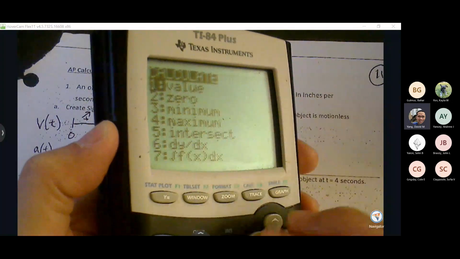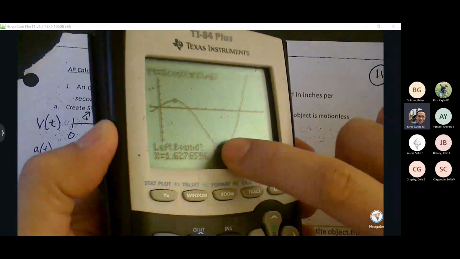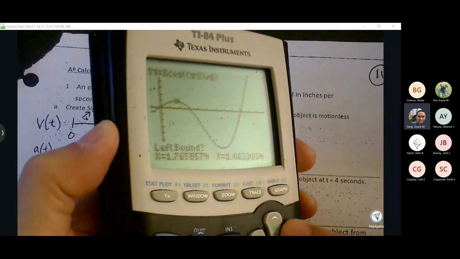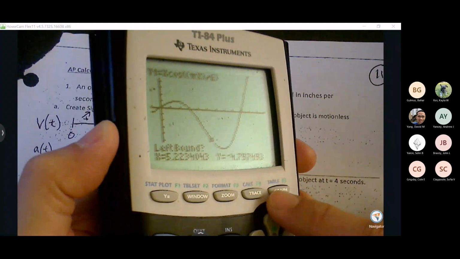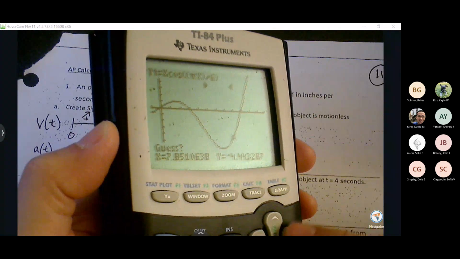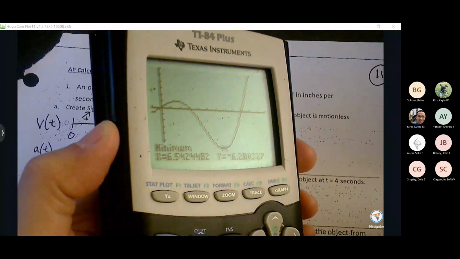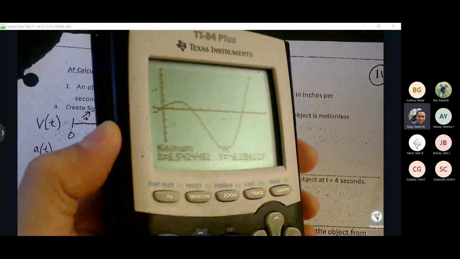For this next one, I see a chance for a minimum because I see a minimum here. So I selected the option minimum, and now I'm just going to pick a point to the left of my lowest point, and then pick a point on the other side of my lowest point. It's going to find that minimum for me, 6.542. Guess it. Hit enter.